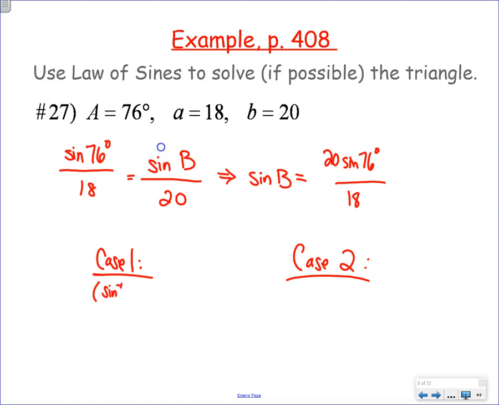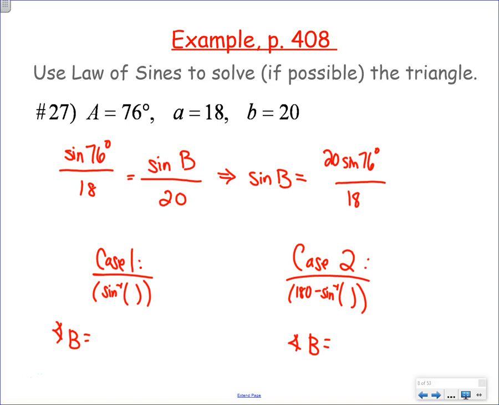One case just using sine inverse to solve. The other case using 180 minus sine inverse to solve. Oh, there's an error from the beginning? Yep. So we try to do 20 sine of 76 in degree mode divided by 18. It's not a legal sine value. What if we do 10 and 9 squared, divided by 3, wouldn't that be the same thing?